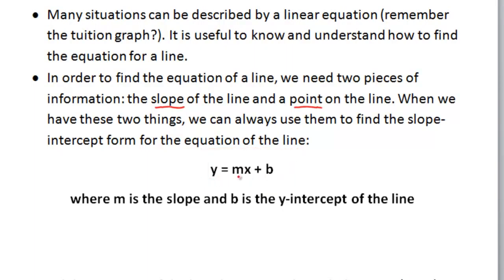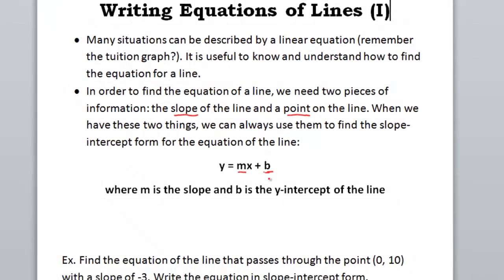And remember, in this form, the constant m represents the slope of the line, and the constant b represents the y-intercept for the line. The slope of the line tells you about its steepness and its direction. The y-intercept of the line tells you where that line crosses the y-axis. We're going to do 3 examples, and in each example you'll have different information about the line that's given to you. You need to use that information to find your slope and your y-intercept.